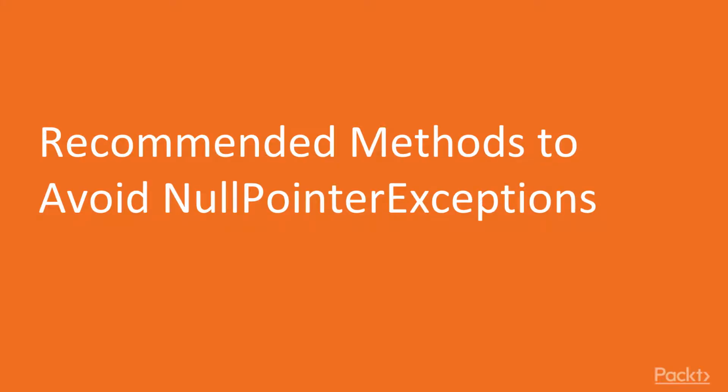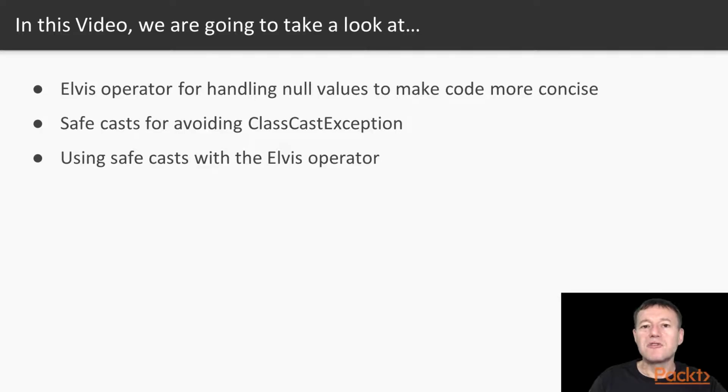In this video, we'll demonstrate some recommended methods to avoid null pointer exceptions. We'll introduce the Elvis operator for handling null values to make code more concise, using safe cast to avoid ClassCastExceptions, and using safe cast with the Elvis operator.